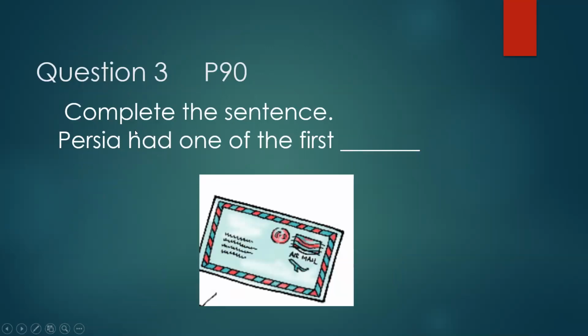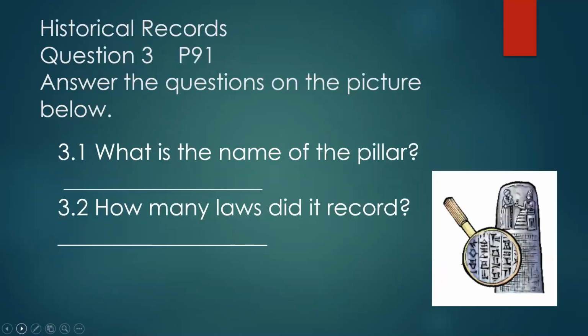Question 3. Complete the following sentence. Persia had one of the first what? What are these? Then historical records. Question 3 on page 91. We will find this answer. And you answer this question on the picture that we see here on our right. What is the name of the pillar?